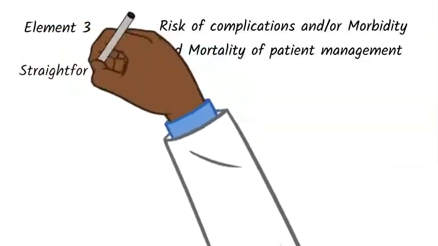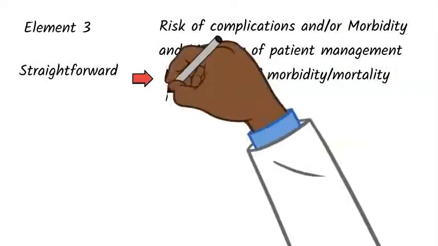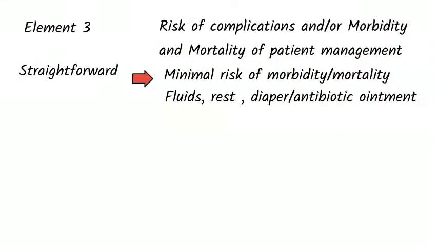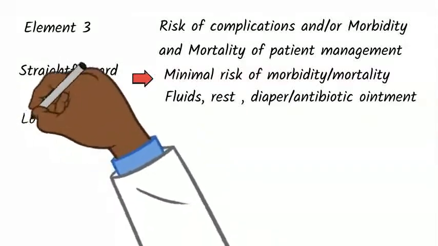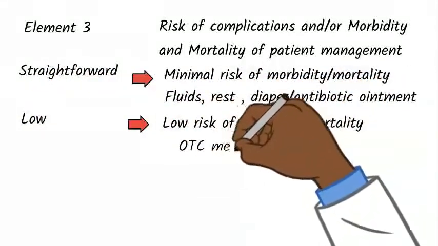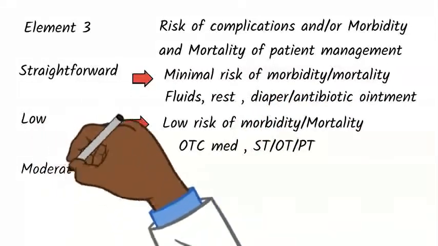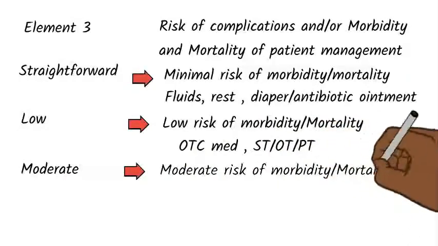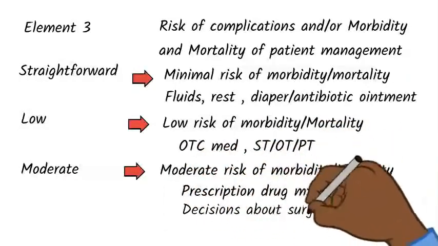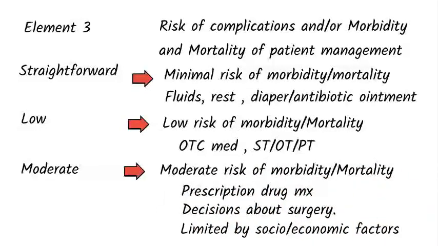The lowest level is straightforward. This is minimal risk. This is treated with fluids, rest, diaper ointment, topical antibiotic to superficial wound. Next is low level, which has a low risk and treated with OTC medication, or therapy like speech therapy. Moderate level has a moderate risk. It is treated with prescription medication or decisions about minor or elective surgery made. It is also where management is significantly limited by social determinants of health.